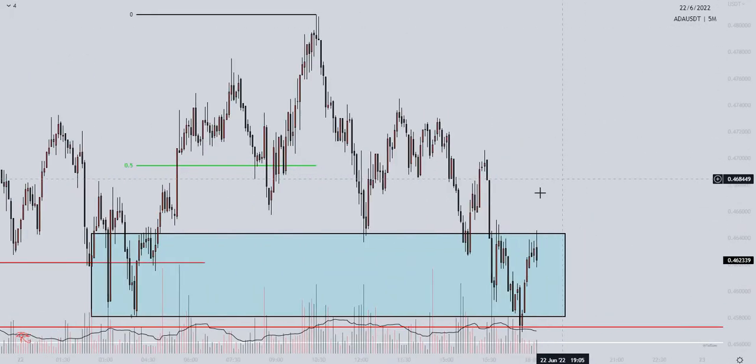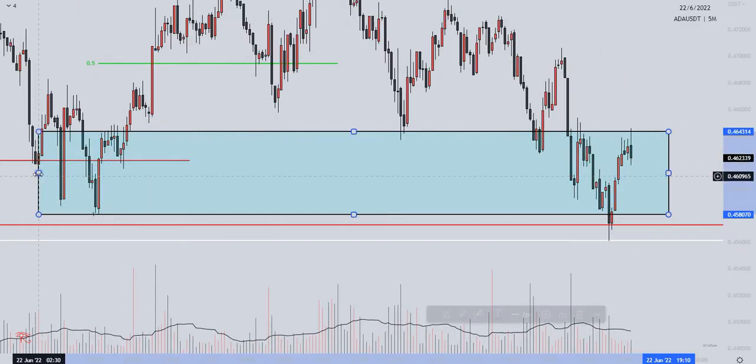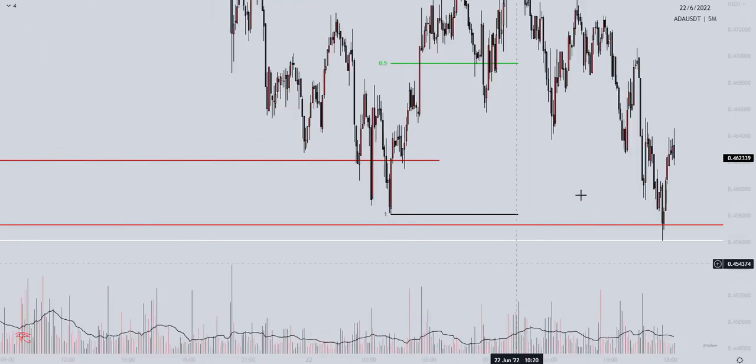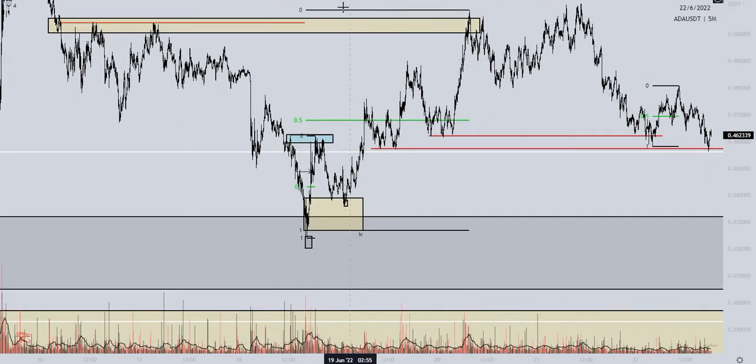Again, we have equal lows that were created right here. As well as, if I go on the higher time frames and show you recent price action over here.